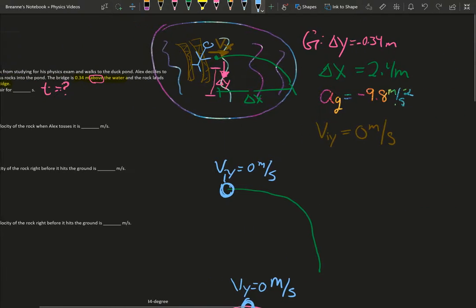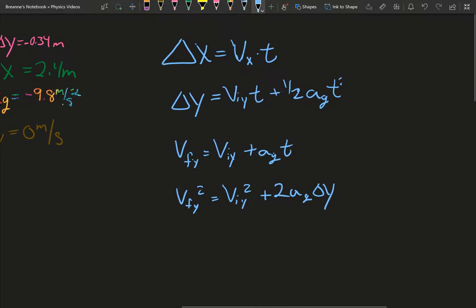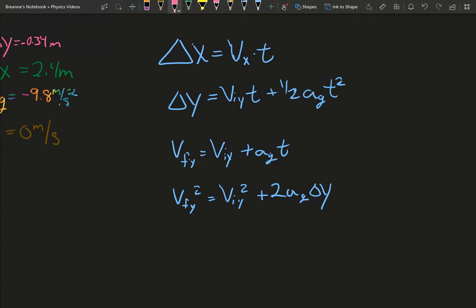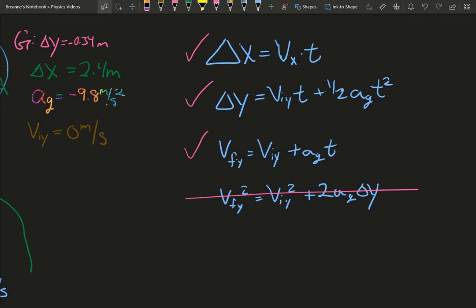So we are looking for time. So the first thing we need to do is decide what equations have time in it. So this one does, this one does, this one does, that one does not. So we can't use that one. So we're narrowing it down to 3. So now let's look to see what we have.